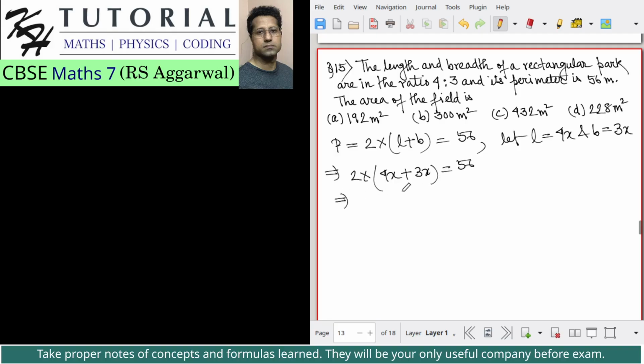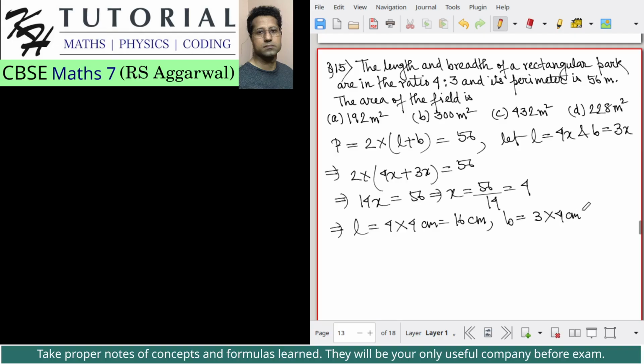So this implies 4x plus 3x is 7x, and 7x multiplied by 2 is 14x. So 14x is equal to 56. This implies x is equal to 56 by 14, which is equal to 4. So the length is 4x and x is 4, so length will be 4 into 4 centimeter, which is 16 centimeter, and breadth will be 3x, and x is 4, so 3 into 4 centimeter, which is 12 centimeter.